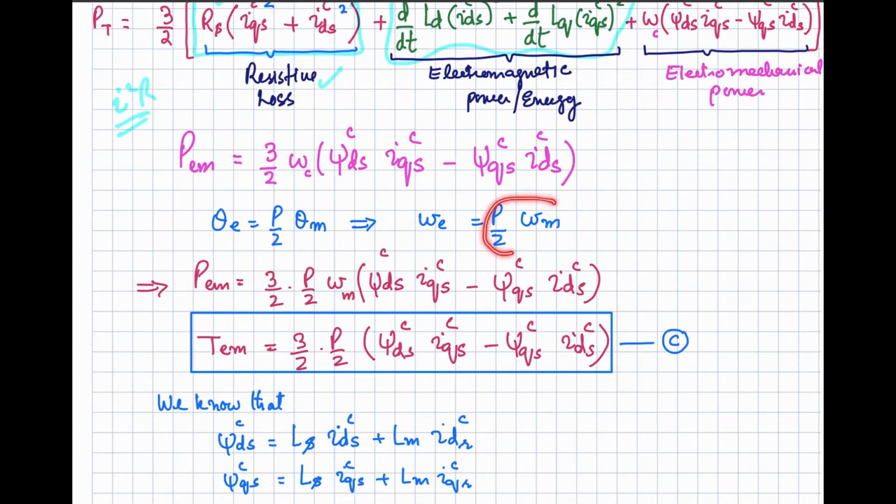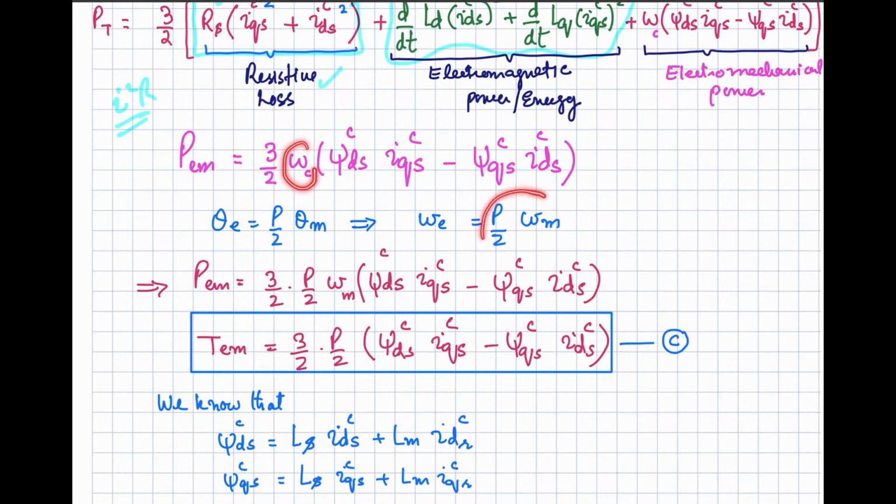Considering this one in terms of this, right? So this omega C is basically equal to P by 2 into theta m. So we get this equation. Basically we are relating the mechanical speed with the electrical speed, and that is given by this expression, that electrical speed is equal to P by 2 into omega m. So this is basically the electrical speed.